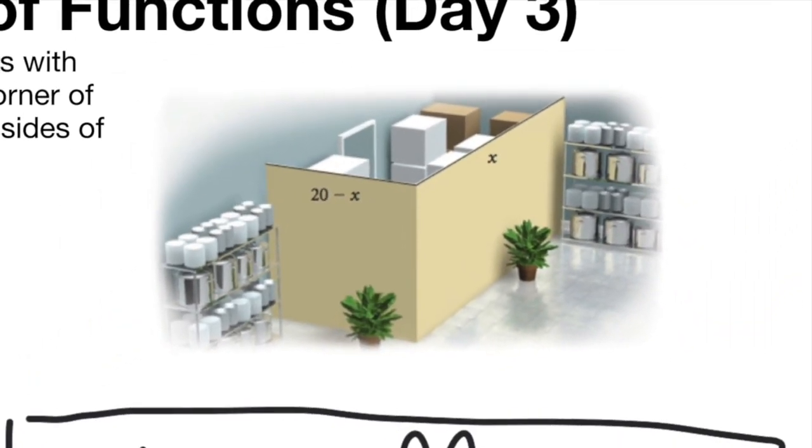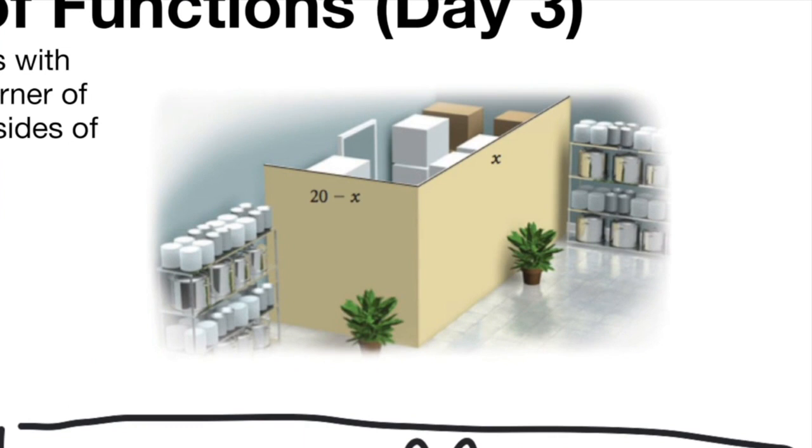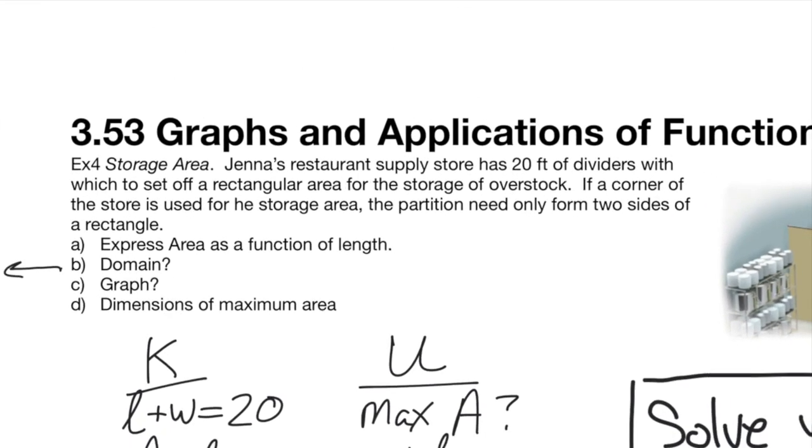We've got a restaurant. We want to make sure that there is this storage area that's kind of blocked off from the customers. And the real question is, how can we arrange this partition so that we get the most storage space out of it? We've only got 20 feet of partition, as you see in the word problem. Let's just read that right now.